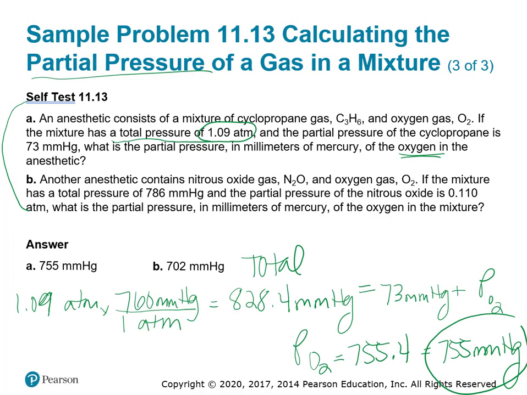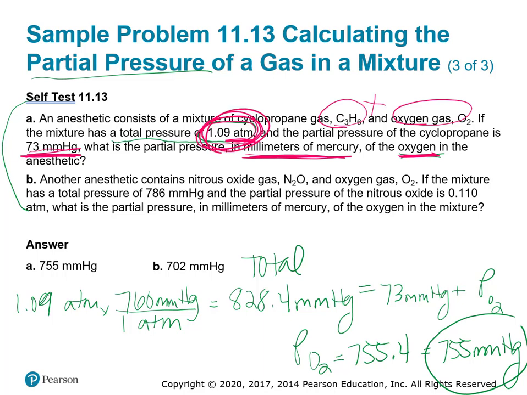The first thing I noticed was that it said an anesthetic consists of a mixture of cyclopropane gas and oxygen gas. So we have 2 gases in this mixture. The mixture has a total pressure of 1.09 atmospheres. The partial pressure of the cyclopropane is 73 millimeters of mercury. So these are in different units. We need them to be in the same unit.